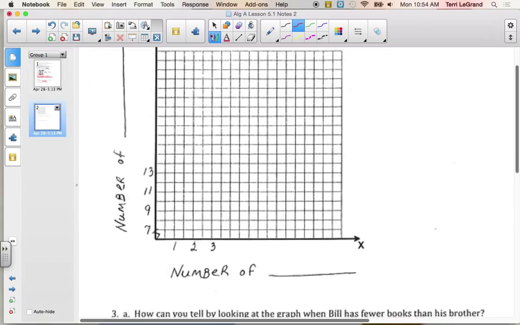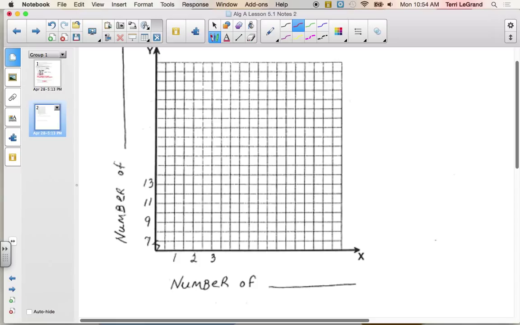Okay, so here's our coordinate plane, but we have to get it set up first before we can start graphing. What's going to be on our x-axis again? What's our x representing? Months. So the number of months. Would you fill out the rest of the title for that? Number of months. And what's on our y-axis? Books. Number of books.